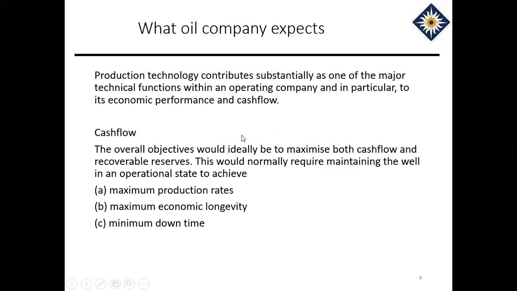What is the oil company expecting from us? What the oil company wants from us is to produce as much as possible. It means the more oil you produce, the more money you make. Time is money, and production rates are money. So what the oil company wants from us is to produce the highest possible rates. And secondly, they want to produce for the longest time.